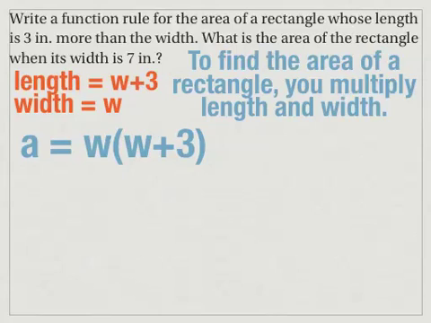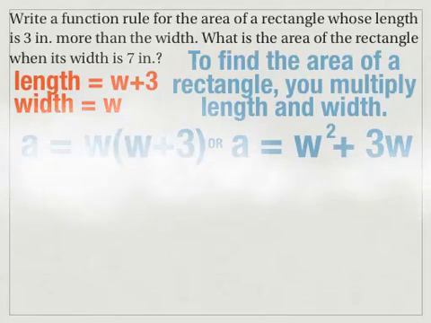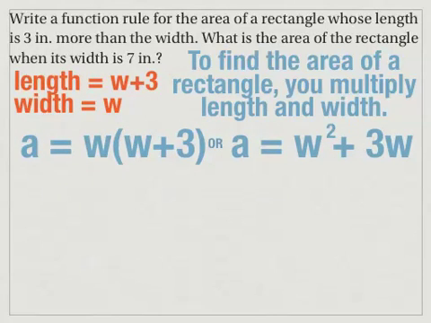Now, you could go ahead and distribute your W in. I am okay with you leaving this as A equals W parentheses W plus 3. Another way that you could write it, though, would be A equals W squared plus 3W. Where I get W squared plus 3W from is just distributing in the W into what's inside of the parentheses. So W times W is W squared, plus 3 times W is 3W.